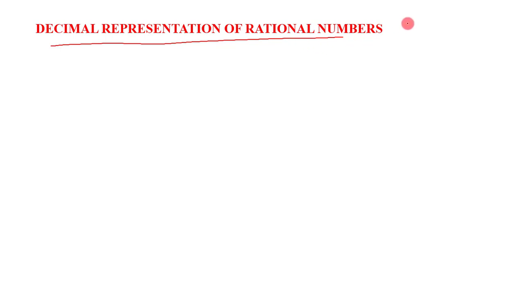Suppose we are given a rational number p by q. If you want to convert this into decimal form, then we need to divide the numerator by the denominator. So by that, what type of decimals are you going to get? Let us observe that.